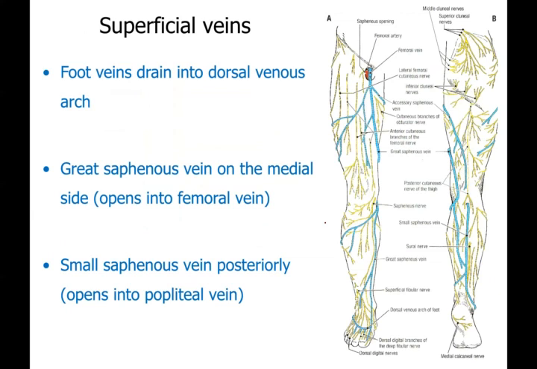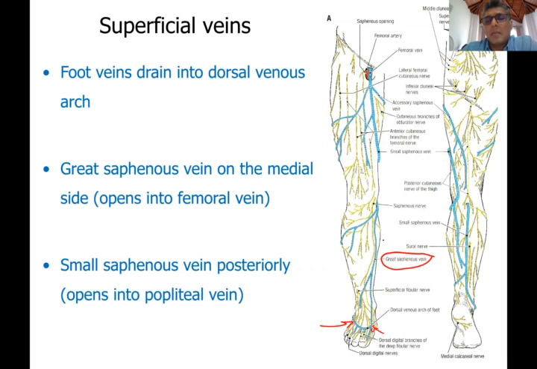Then about the superficial veins of the lower limb. Superficial veins are more important when it comes to the lower limb, I think. And this is how you remember it. Just like in the upper limb, you get a dorsal venous arch on the dorsum of the foot. From the medial aspect of the dorsal venous arch in the foot, the great saphenous vein starts.